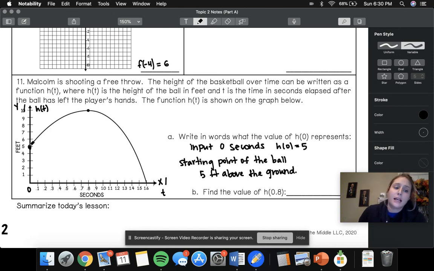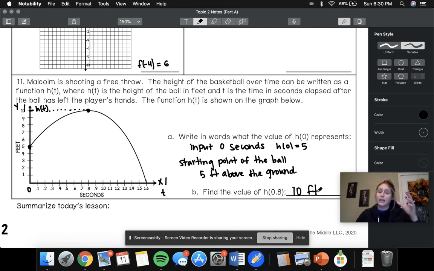So there's no time, and then when they say ready, set, go, he shoots the ball, and then it says, what is h of 0.8? So 0.8 seconds. We look and we say, okay, we need to kind of see where that would be. So it looks like it gets to 10 feet.